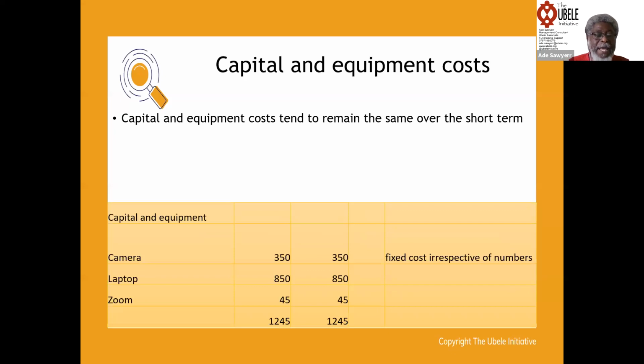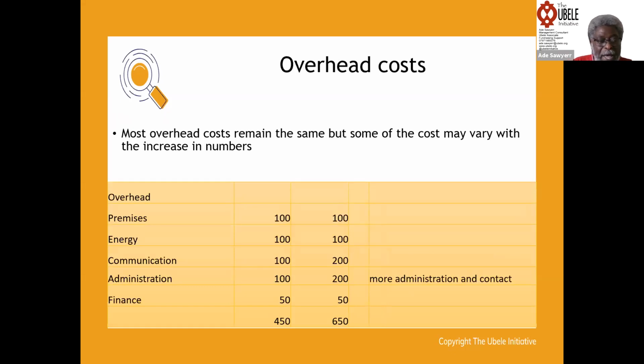Okay. Then capital costs, they tend to remain the same. So in this case, we need a camera, we need a laptop, and we need to pay for Zoom. And whether it's 60 children or 30 children is the same, because capital costs are generally fixed. And then I talk about the overheads, that's the premises, energy, they remain the same. But you will notice that the communication cost has gone up, and so has the cost of administration. So whilst looking for 30 children, it will cost us 450 pounds, but for 60 children, the cost goes up a little bit to 650 pounds.